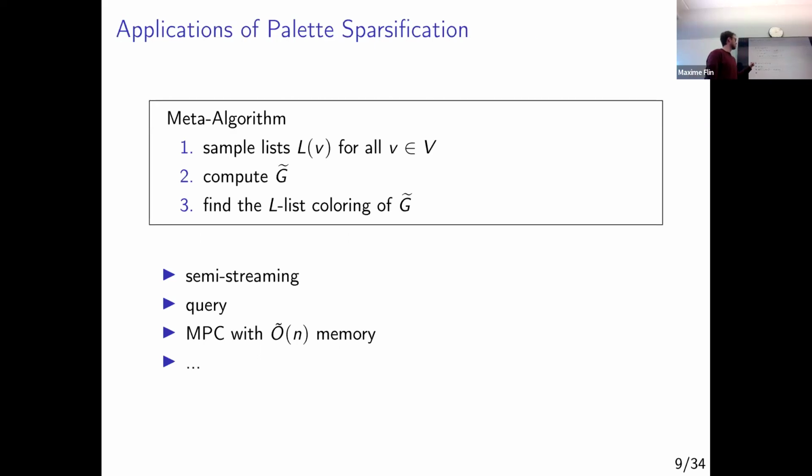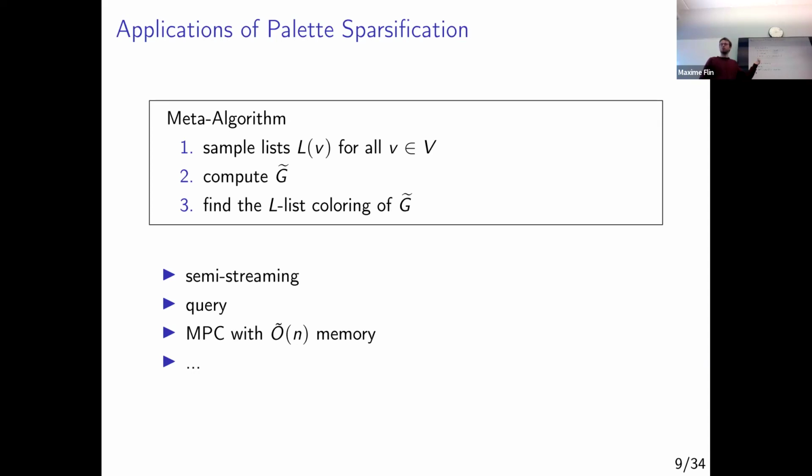And so the algorithm roughly goes always the same way. You sample the lists, then you compute the sparsified graph, and you just find the list coloring of that sparsified graph. How you do this exactly depends on the exact model you care about, but it's the general scheme given by the palette sparsification theorem.